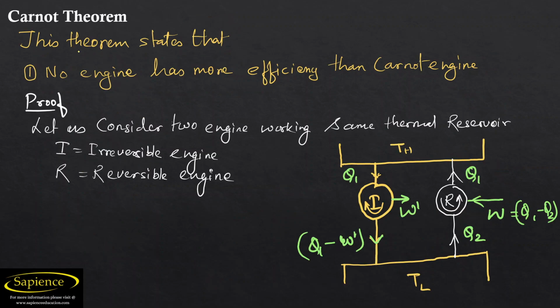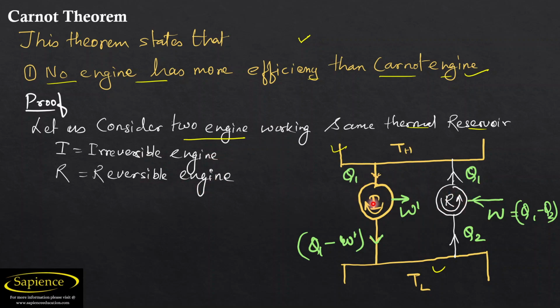Now this theorem states, first of all we need to understand what this theorem wants to say. This theorem states that no engine has more efficiency than the Carnot engine. It is not possible to create any engine which has an efficiency more than the Carnot engine. Let us consider two engines working on the same thermal reservoir, between TH and T low.